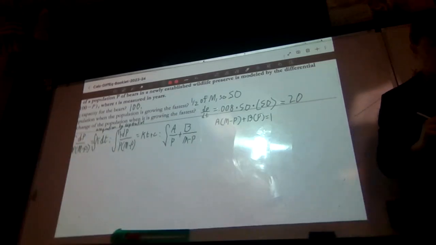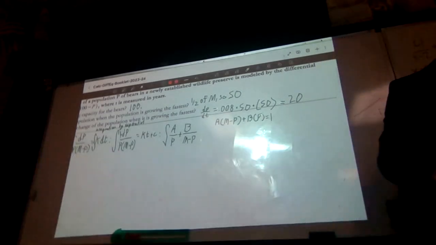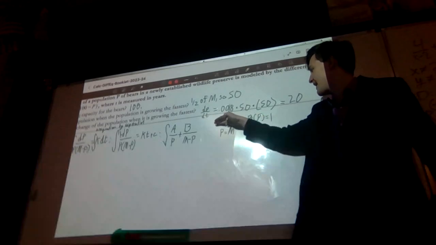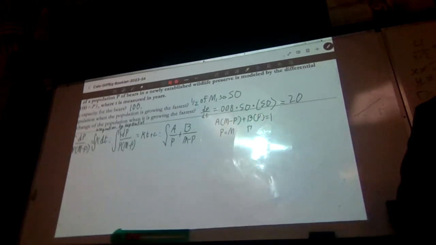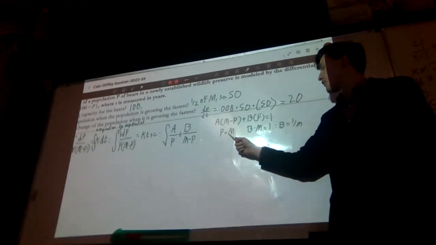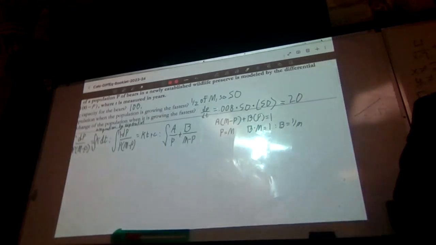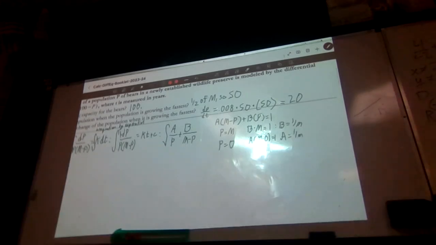So what am I going to input for p here? For the first one, I'm going to say that p is equal to m. Therefore, the a is going to cancel. I get b times m is equal to 1. Therefore, b equals 1 over m. Then over here, p is going to equal 0. Therefore, I get a times m minus 0 equals 1, and a is going to equal, hey, look at that, 1 over m for both of those.